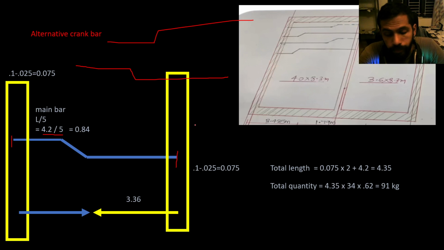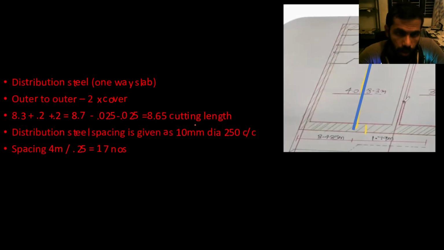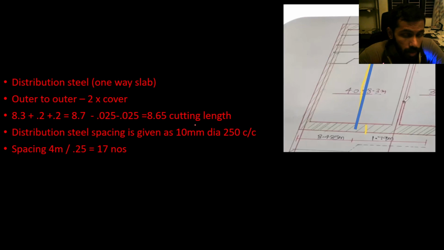What do you say, alternate crank bars? Let's talk about the distribution steel next.